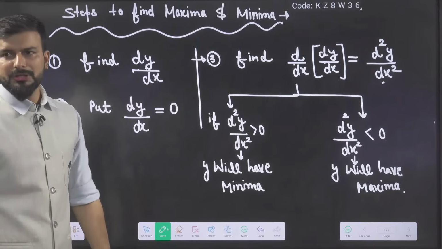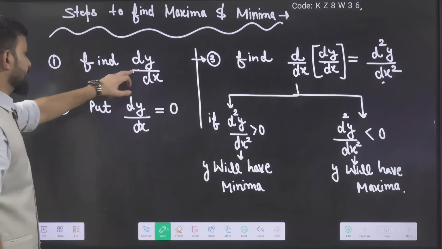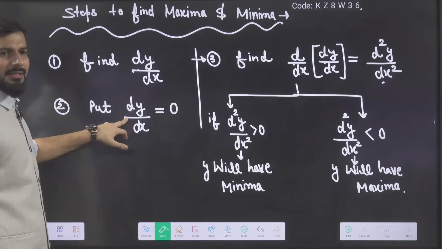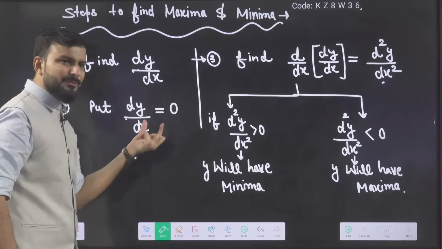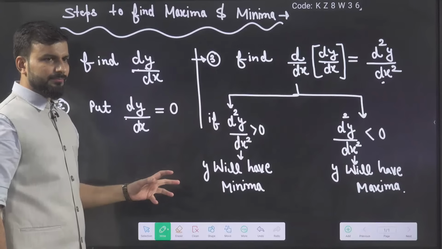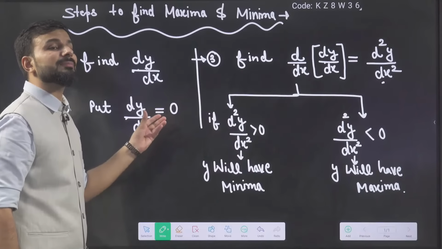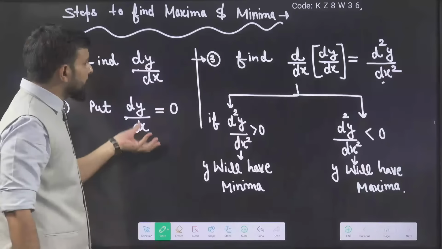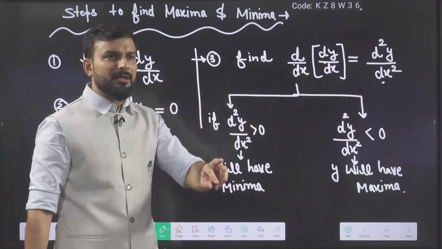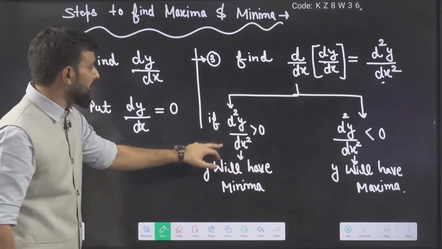These are the two possibilities to find maxima. First step, first differentiation. Have I taught you differentiation? Yes, sir. Then next step, you have to just put it equal to 0. When you put it equal to 0, you will get the exact point where it is giving maxima or minima. And if you want to find whether it will have maxima or minima, you have to do double differentiation and check it.